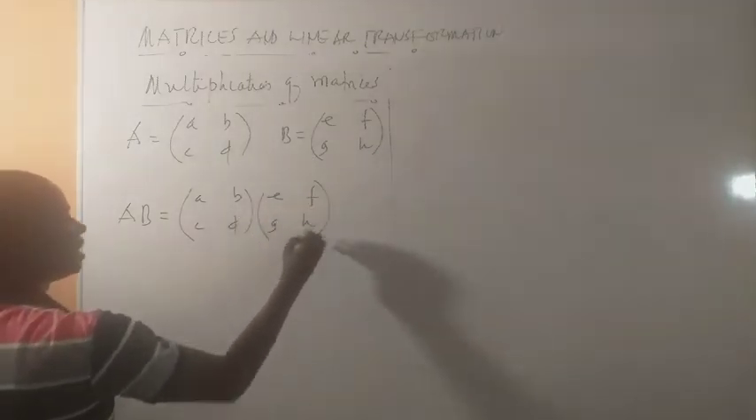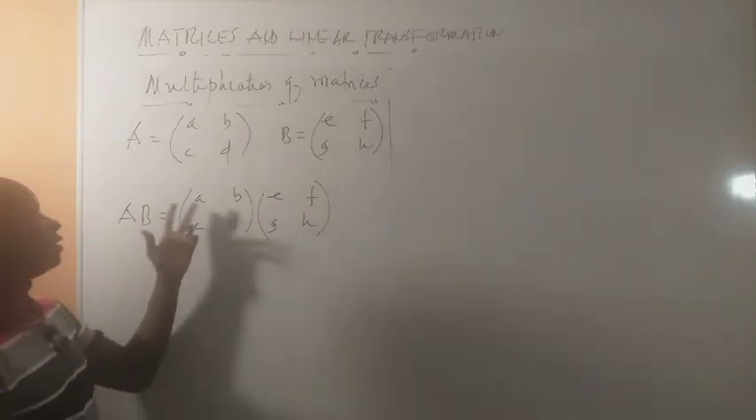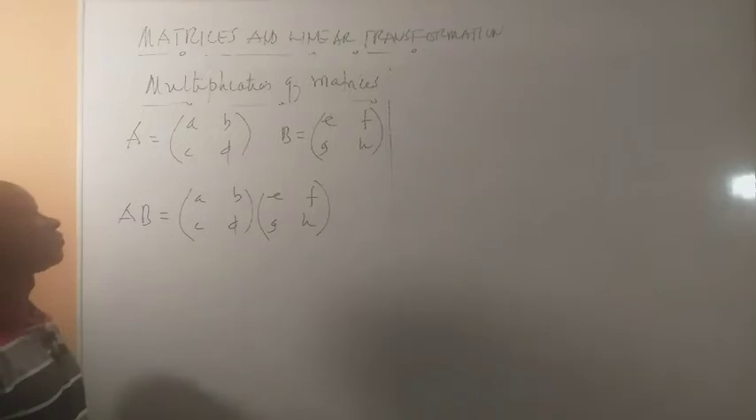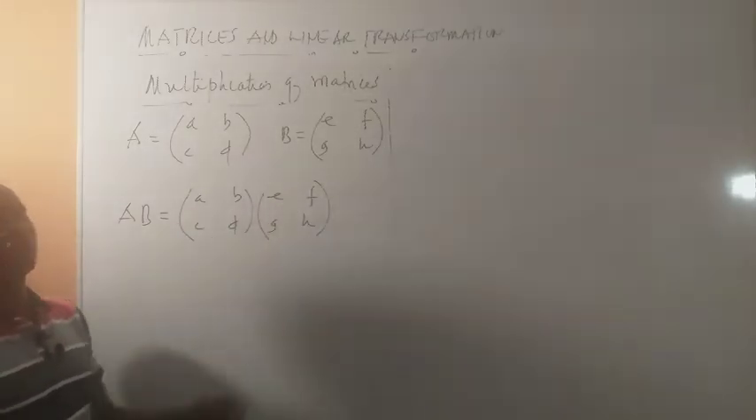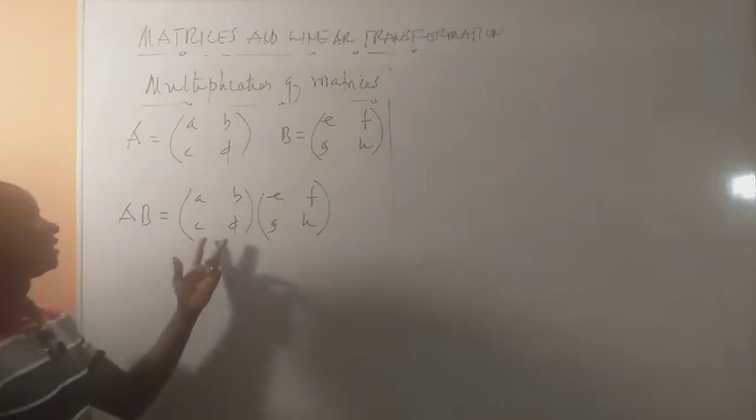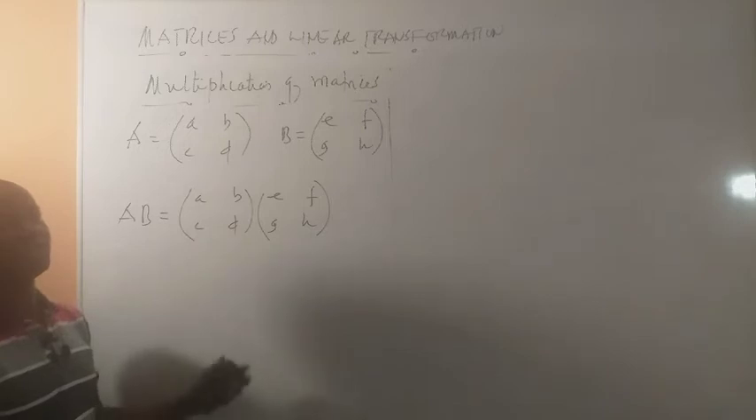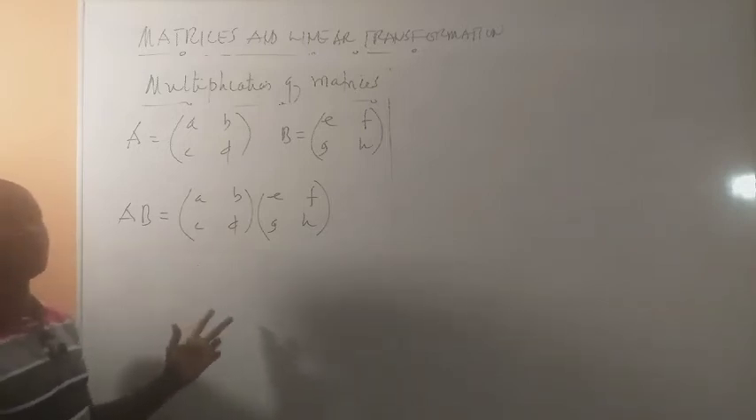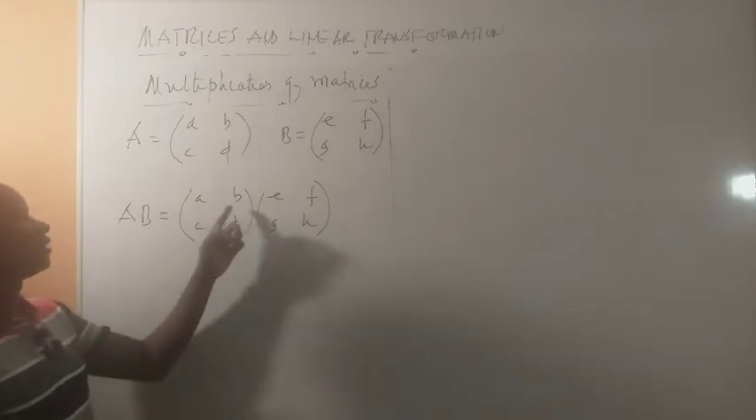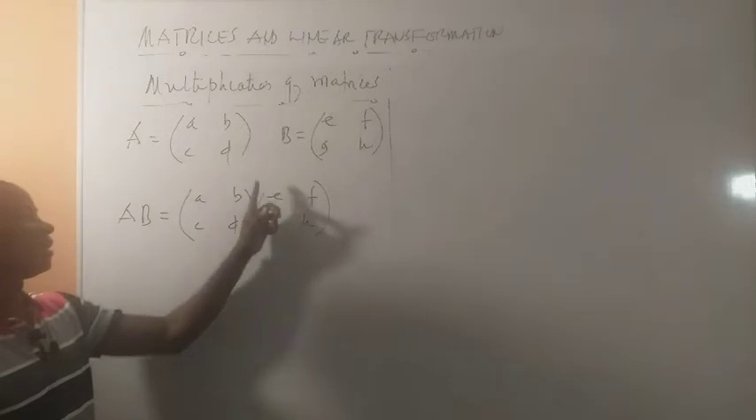Now, with the multiplication of a 2 by 2 matrix by a 2 by 2 matrix, the first row will multiply the 2 columns of the second matrix, then the second row will multiply the 2 columns of the second matrix, and that is all. I repeat, the first row will multiply the 2 columns and the second row will multiply the 2 columns.